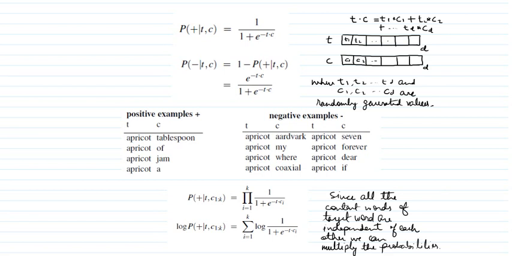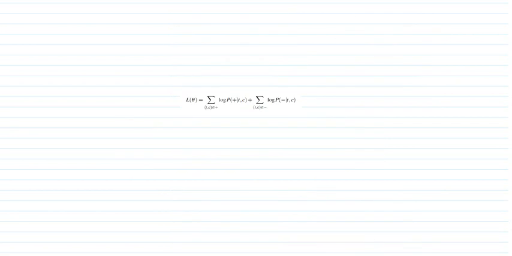So that's called conditional independence. If some variables are independent of each other, while calculating the total probability we may multiply all the probabilities together, right? So now what we can do is train the classifier with some loss function.